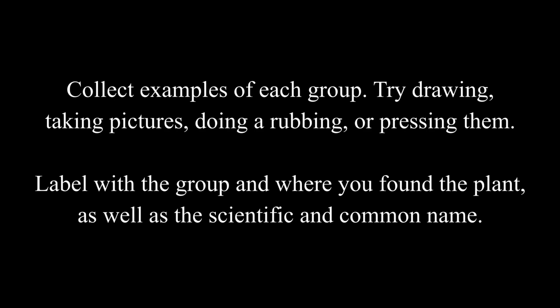The next one is collect examples of each group. Basal Angiosperms, Magnoliidae, Monocots, and Eudicots. Try drawing, taking pictures, doing a rubbing, that's always super fun, or pressing them, also really fun. Label with the group, like, which clade are they part of? Are they basal angiosperm? And where you found the plant. It's always good to record things, right?